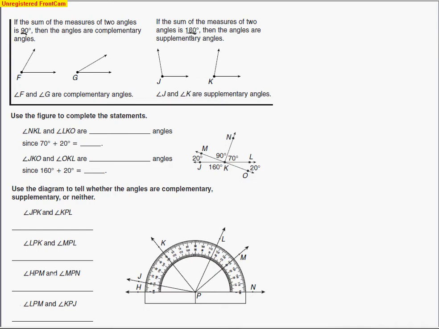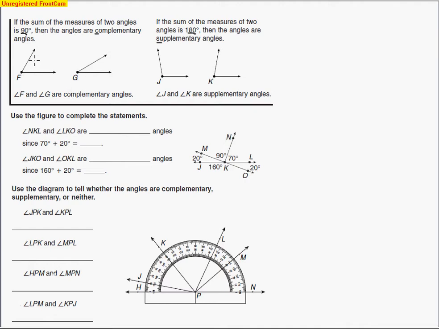The way I would remember it is that C comes before S in the alphabet. So complementary makes 90 degrees, which is smaller. Supplementary are angles that make 180. So here we have angle F and G. Those are complementary angles, and if we put them together, they would make a 90-degree angle.